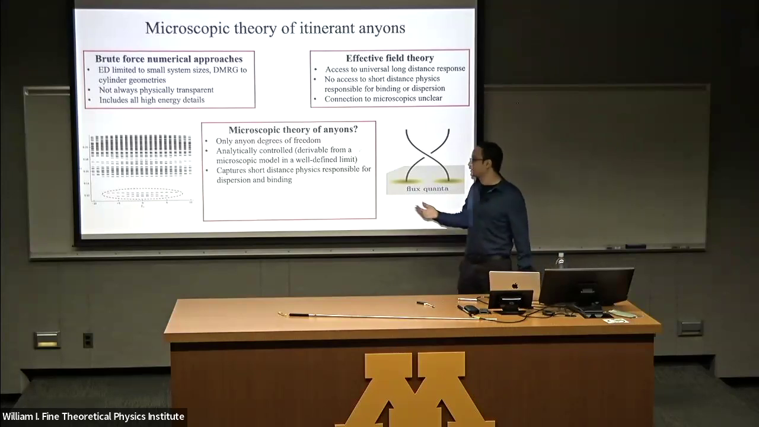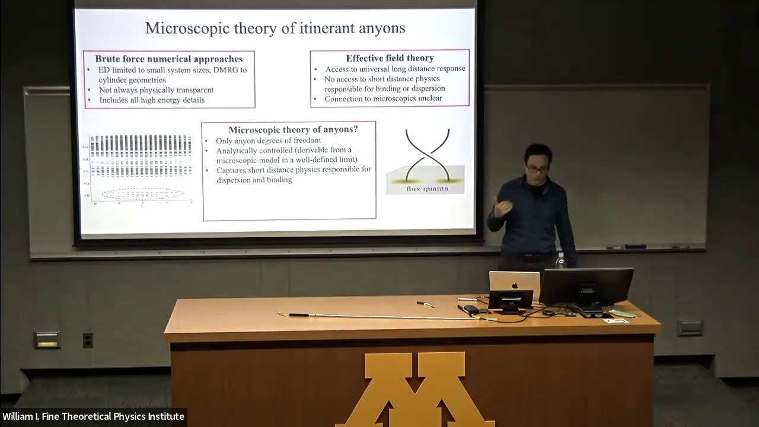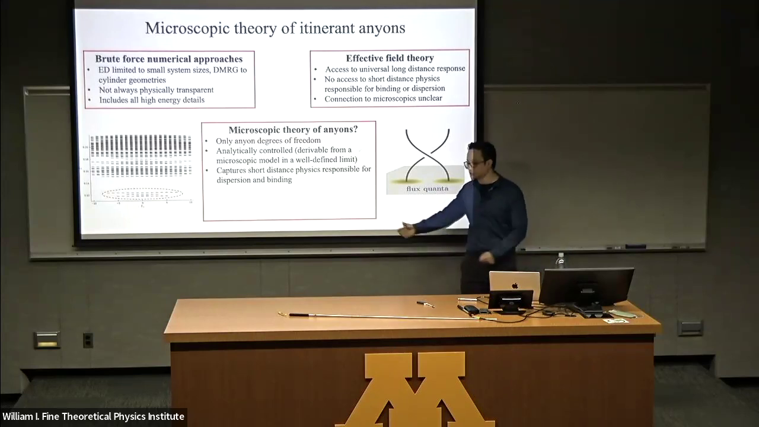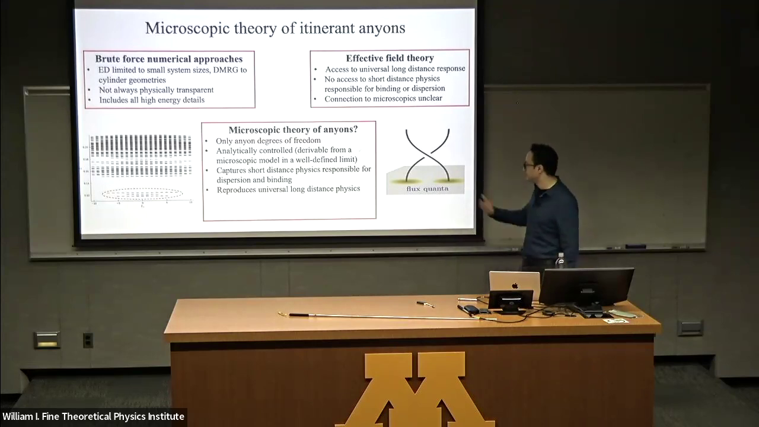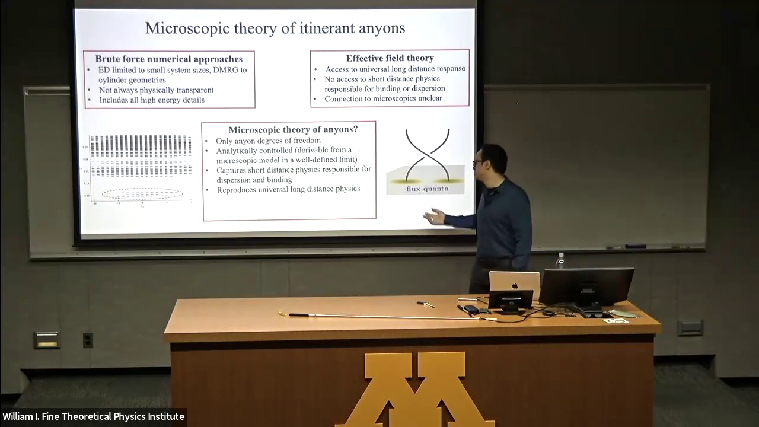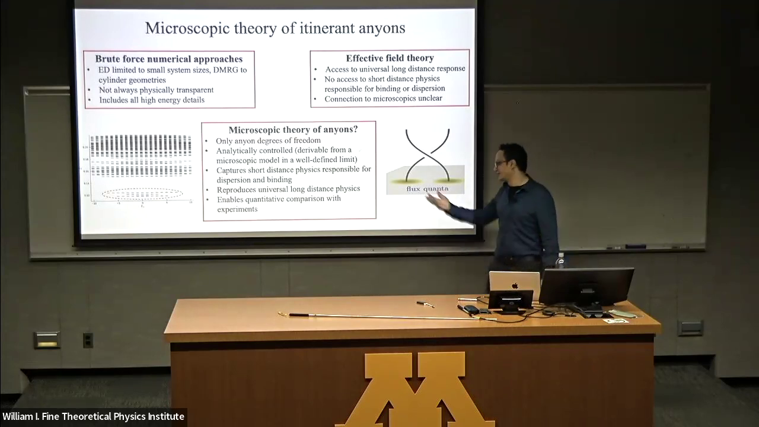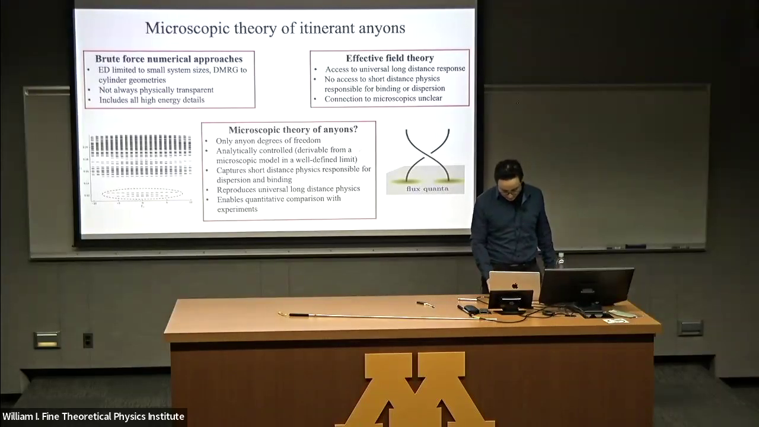I want the theory to capture the short distance physics that's responsible for dispersion and binding. So I cannot just do the typical long distance Chern-Simons where I replace the anyons by flux tubes. And I want to be able to reproduce the kind of universal long distance physics. So it also should be natural in the theory to see how this Chern-Simons physics appears. And finally, I want to be able to have quantitative comparison to the experiment.